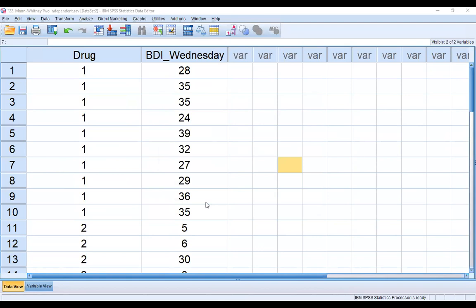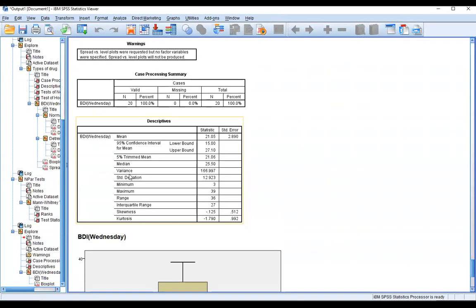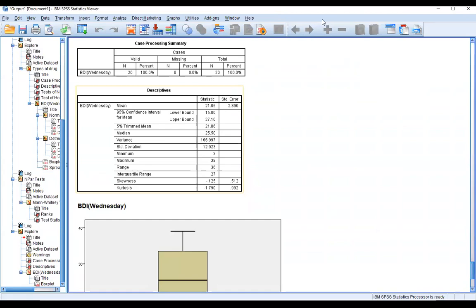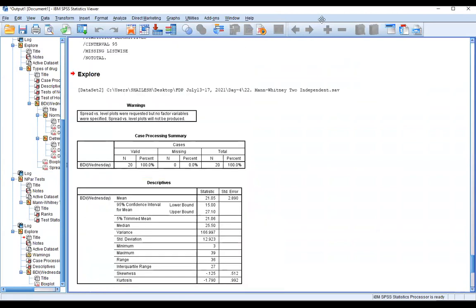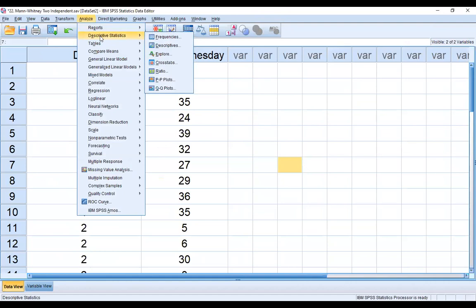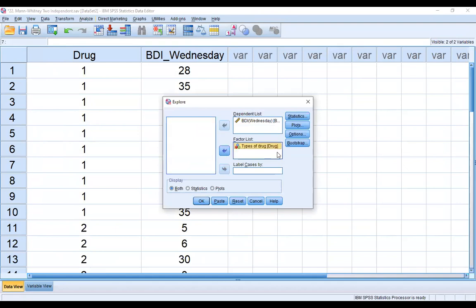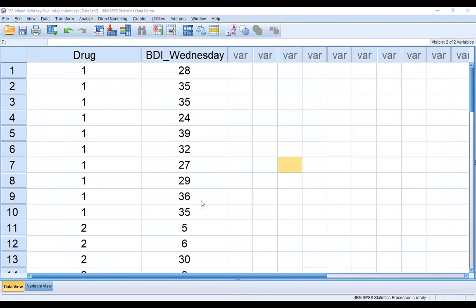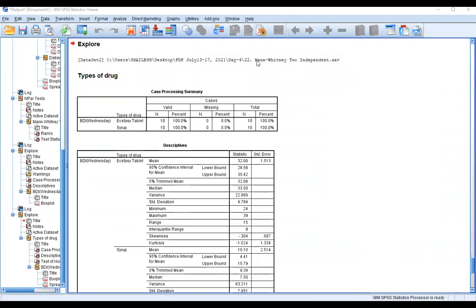Now the median value you can see here, but sorry, I did not create the two groups. I need the median value of the two groups. Analyze, again I'm taking the median value, Analyze, descriptive statistics, explore, and drugs, because I need the median value for the ecstasy tablet users and syrup users. And then okay, now I will get the two median values.